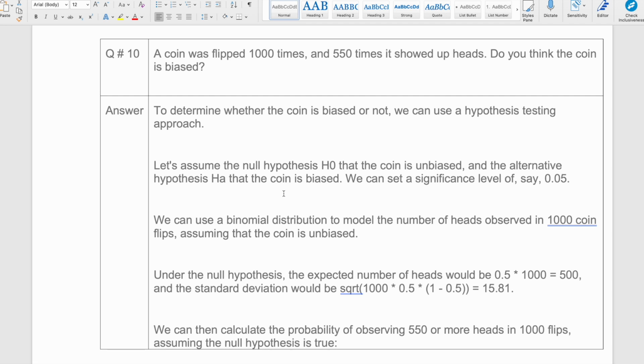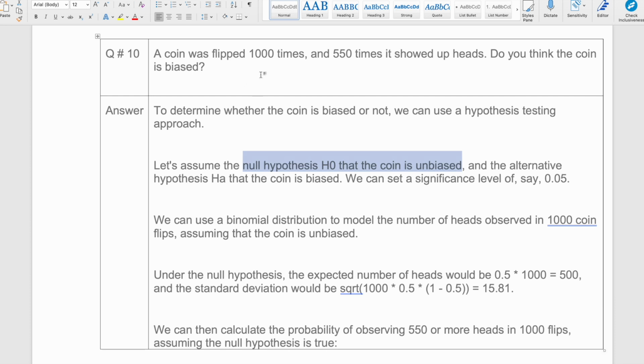Okay, so what will be my null hypothesis in this particular case? My null hypothesis H0 will be that the coin is unbiased. Okay, the status quo, that my coin is unbiased. And now we have to assume some significance level alpha or confidence interval, which is another way of saying the same thing, right?